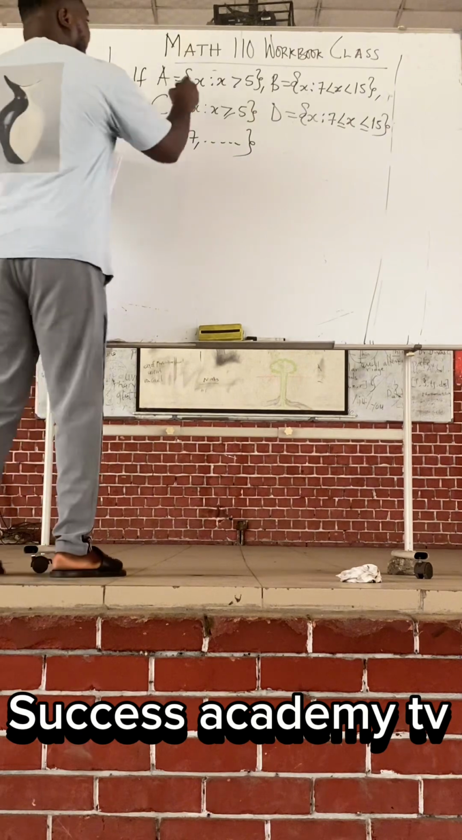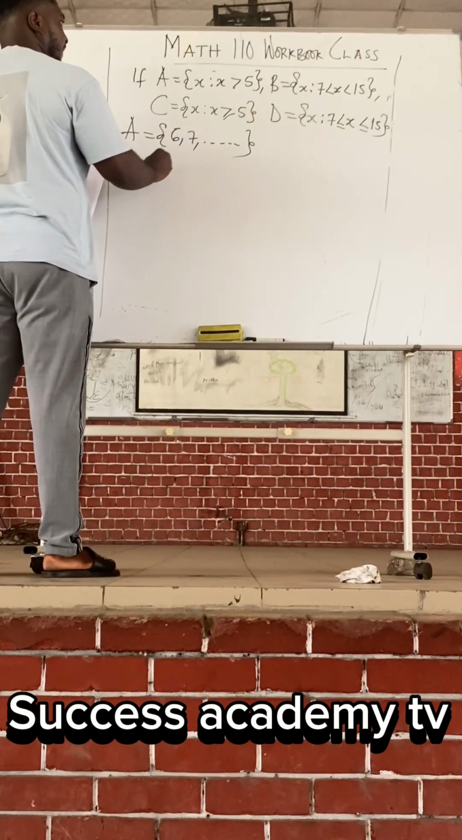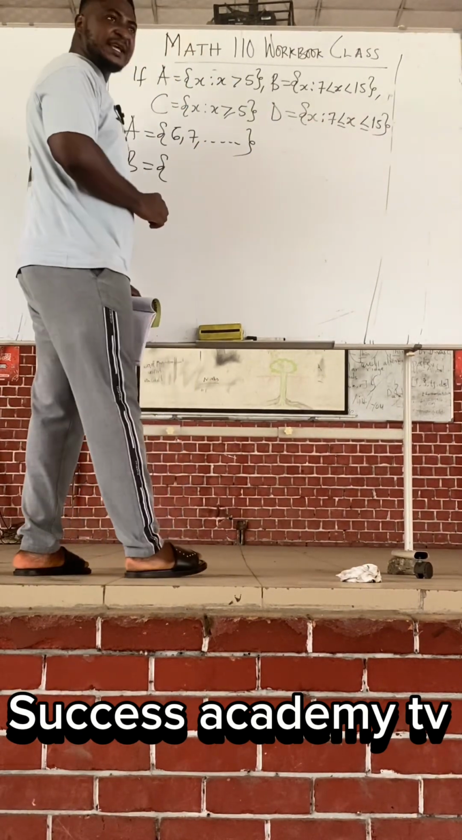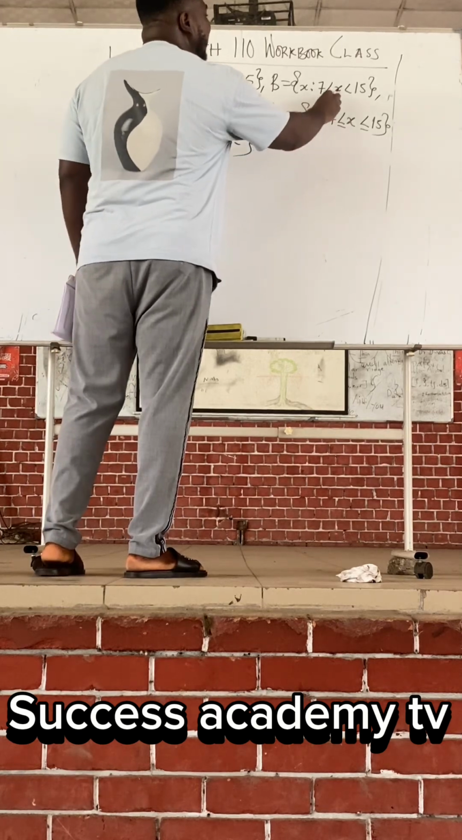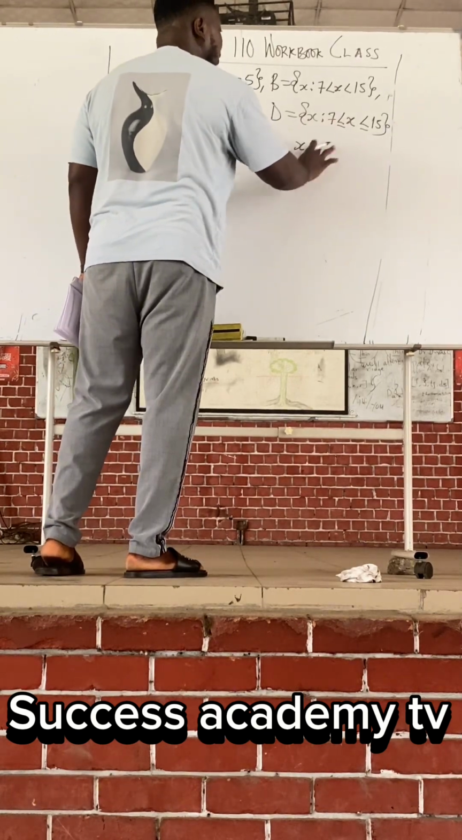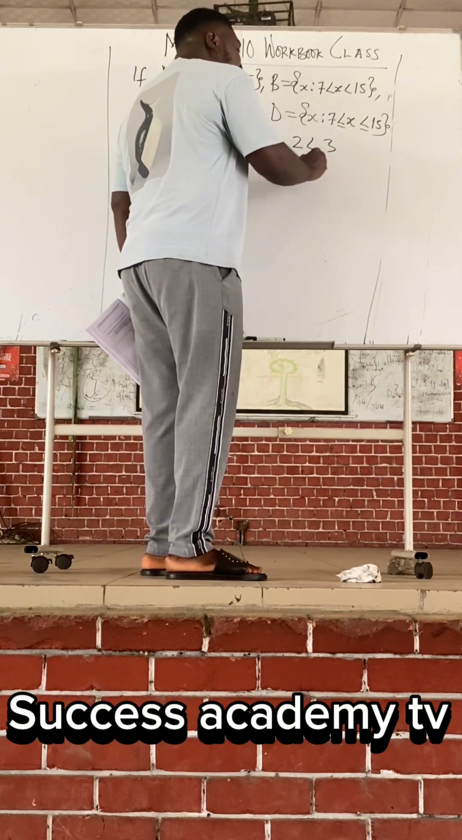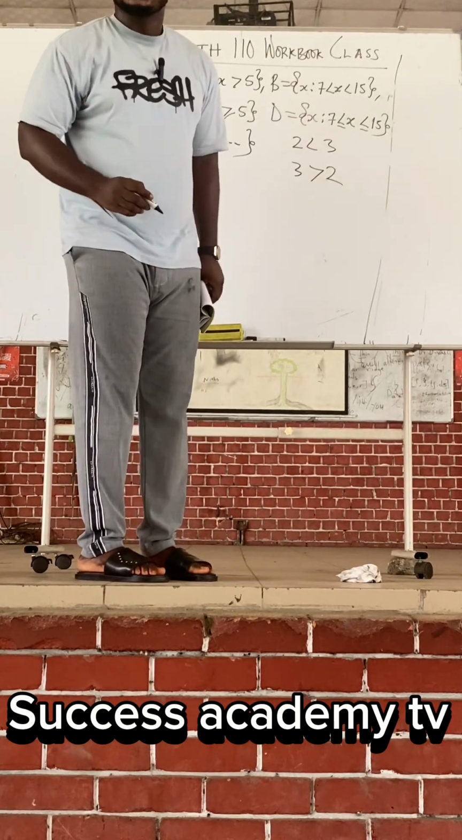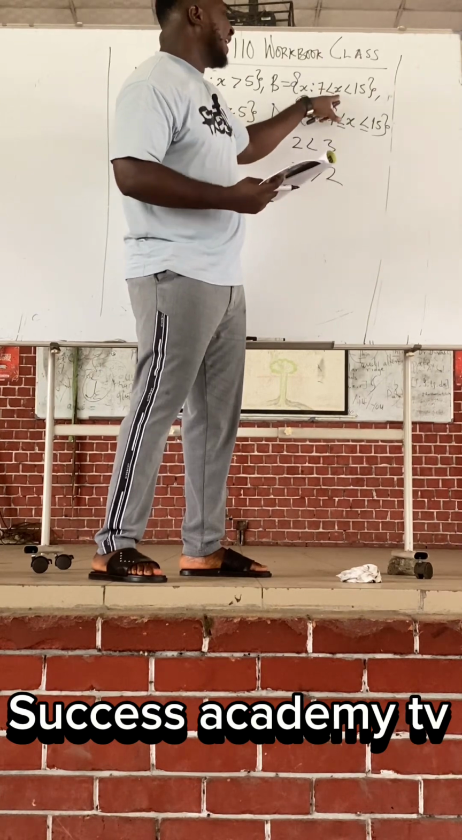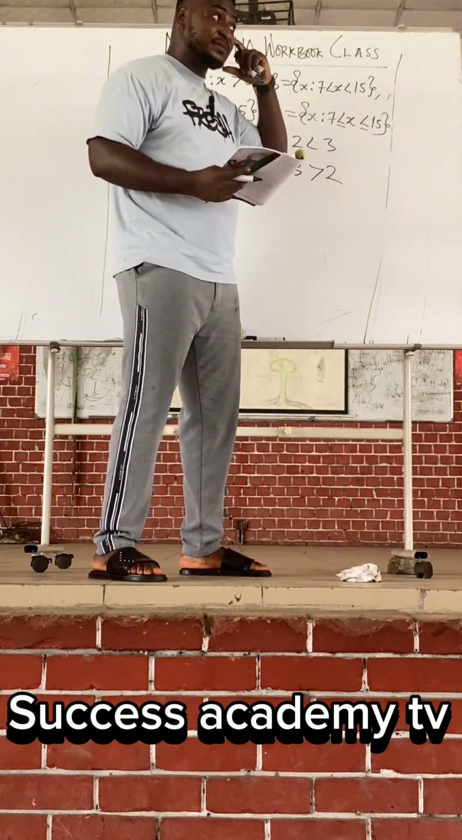Now, class, set A, set B. This one has a boundary. This is a finite set. So, 7 less than x means x greater than 7. Class, follow me carefully. If they say 2 is less than 3, can we say 3 is greater than 2? Because this set has 2 statements: 7 is less than x and x is less than 15.